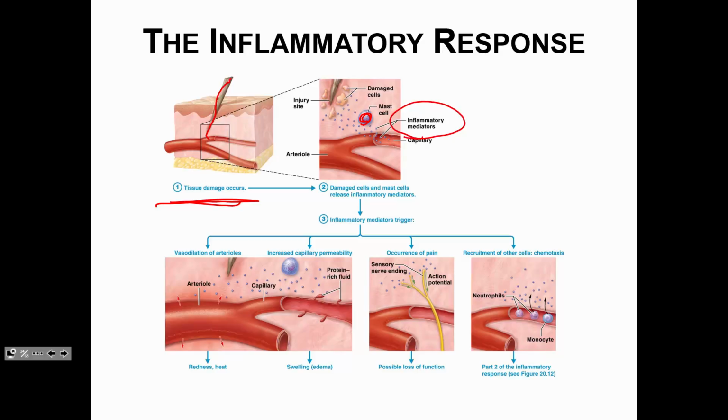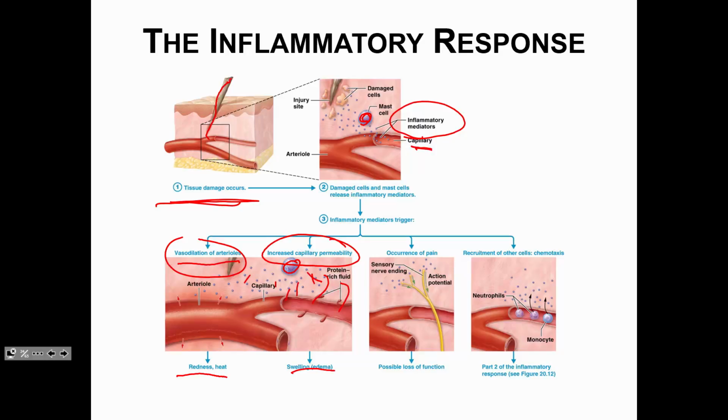Look at where they're acting on. They're going straight to that capillary, which is going to cause vasodilation of the artery, so the artery is going to get larger, allow blood to flow faster, increase capillary permeability. All these proteins are going to be able to come out of the cell. All right, so again, redness and heat is caused by vasodilation. Swelling is caused by that increased capillary permeability. You still have your mast cell here releasing all these little purple chemicals.